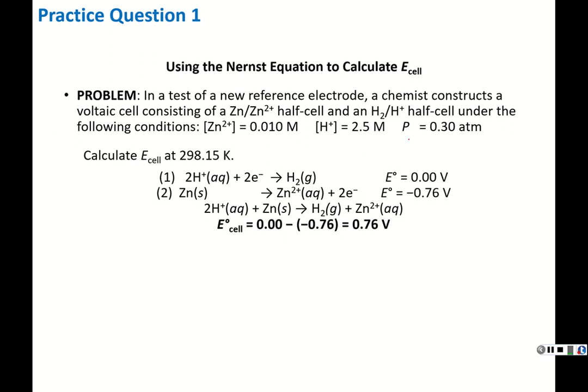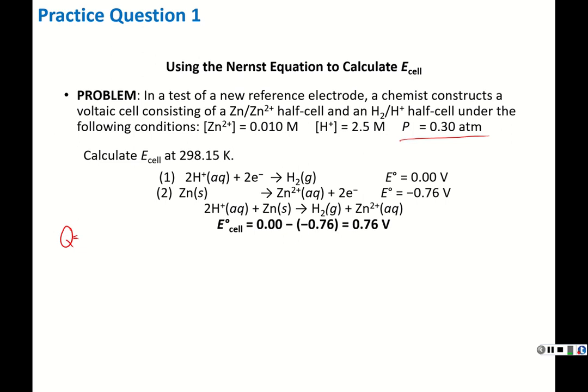We have a pressure of 0.3 atmospheres for the H2, right? And then we're calculating the cell potential at 298.15 Kelvin. Right, so for this, we have to first calculate a Q value.